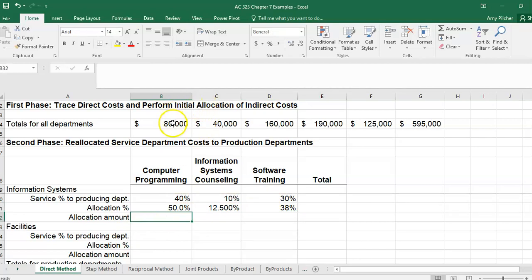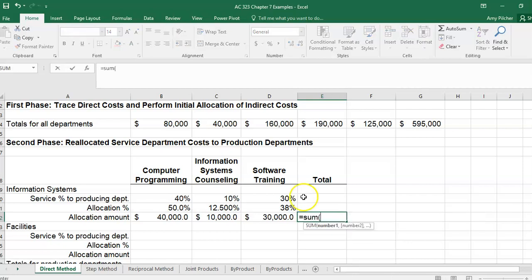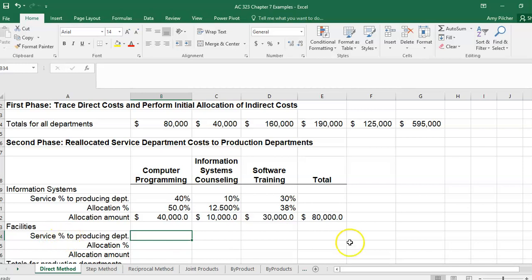Now we're going to allocate this 80,000 of indirect costs from information systems to each production department based on the allocation percentage we just calculated. So 80,000 in costs are also going to lock that cell times our allocation percentage. We can double check that we allocated all of our indirect costs by adding these together and making sure that they equal the same amount that we needed to allocate. We do the same thing for our facilities allocation.